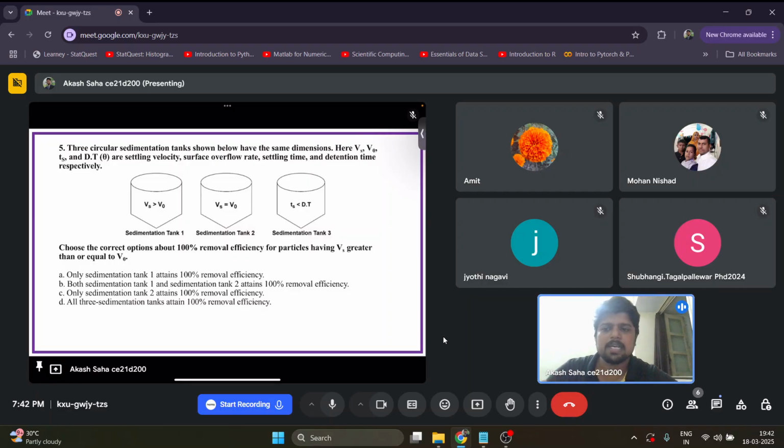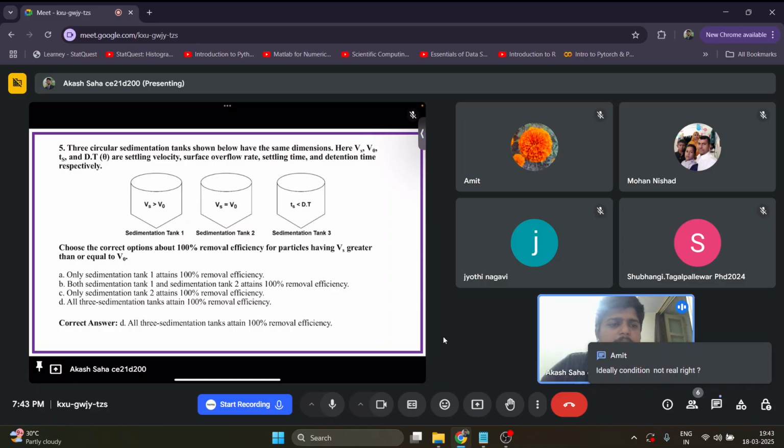So the correct answer is D, all the three tanks. The first two are definitely given in the question itself. If Vs is greater than or equal to V naught, we get 100% settling efficiency. But also if the settling time is lesser than the detention time, all the particles will settle.